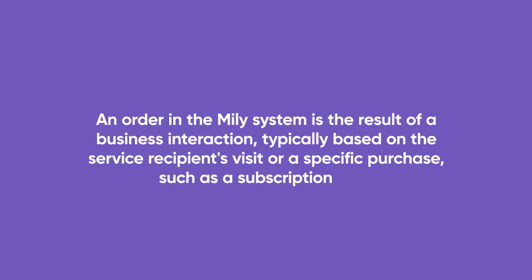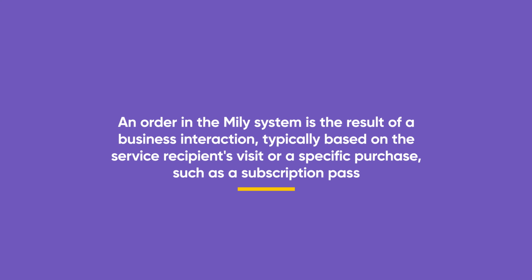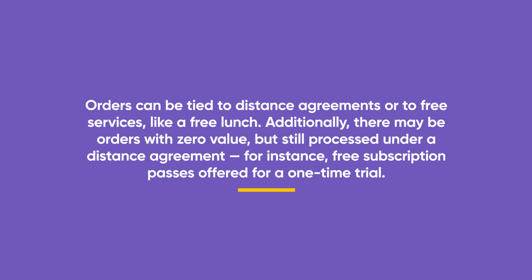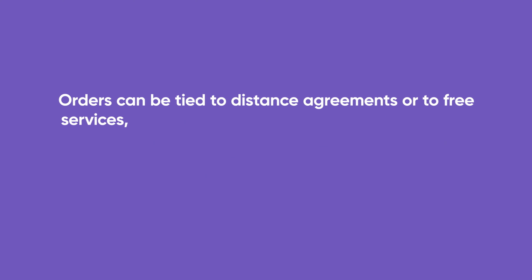An order in the Mealy system is the result of a business interaction, typically based on the service recipient's visit or a specific purchase, such as a subscription pass. Orders can be tied to distance agreements or to free services, like a free lunch. Additionally, there may be orders with zero value, but still processed under a distance agreement. For instance, free subscription passes offered for a one-time trial.